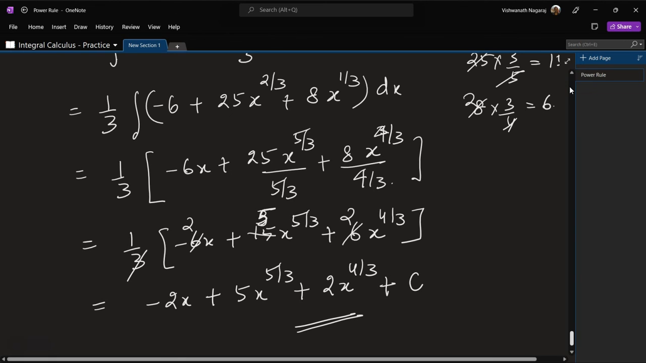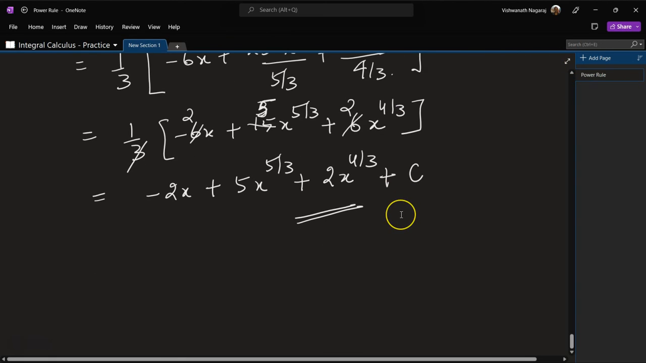So that is integration using power rule. That's it.